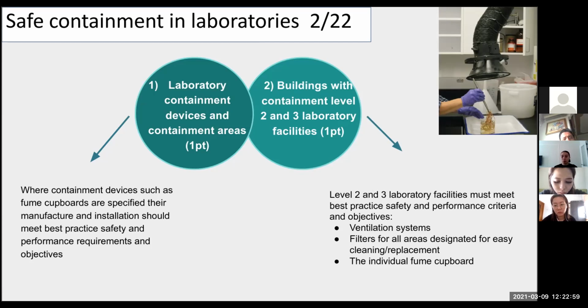Level 2 covers work with agents associated with human disease, in other words, for example, infectious organisms. For the third level, they work with agents that are strictly controlled, for example, yellow fever. So these level 2 and 3 laboratories are very, very dangerous for people.